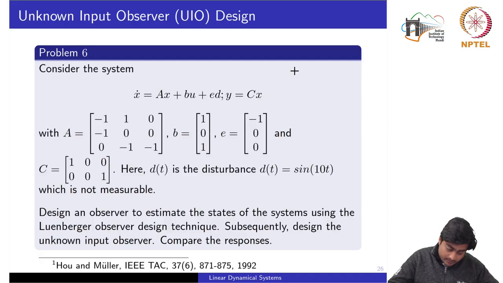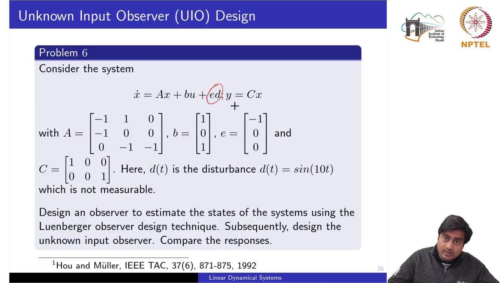This is the last problem, where we want to design the unknown input observer. We are considering a system where we have now added a disturbance term with its distribution matrix E. The A, B, E, C values are given here. Here D is the disturbance, which is a sinusoidal term, and this variable is not directly measurable. This numerical problem was given in one of the papers that appeared in the Transactions on Automatic Control in '92.